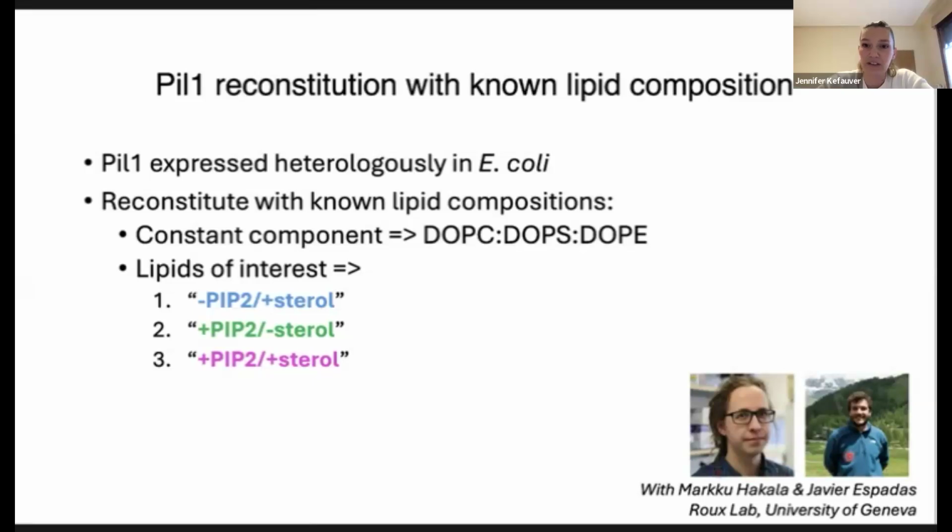So we started a collaboration with these guys from the Roux lab, Marco and Javi. We used purified Pil1 expressed in E. coli and reconstituted with lipid mixtures of known composition. We kept as a constant component a lipid mixture that's commonly used in vitro reconstitution experiments with BAR proteins, which contains DOPC, a neutral lipid, DOPS, a negatively charged lipid, and DOPE, a conical lipid that's supposed to increase the tendency of the membranes to tubulate. Then on top of that constant component, we varied our lipids of interest, sterol and PIP2. We ultimately used 3 combinations: no PIP2 yes sterol, yes PIP2 no sterol, and PIP2 and sterol.